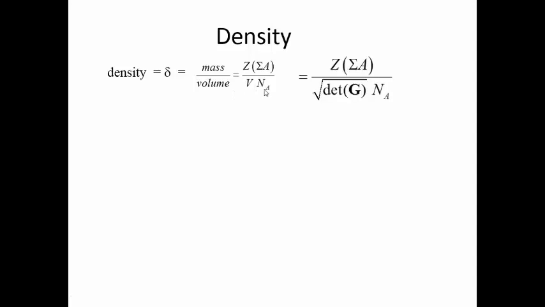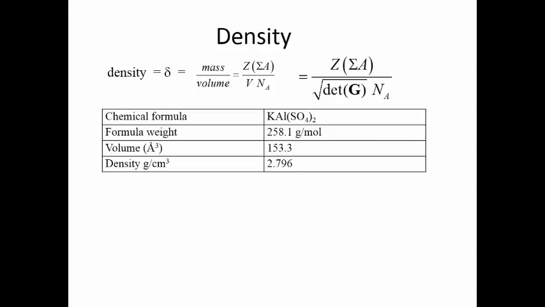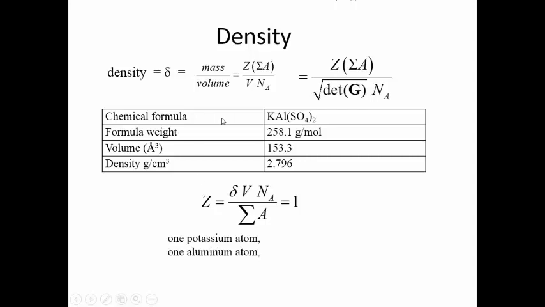So here in this case, the volume is the determinant of the G matrix, remember that. And here you can calculate Z to be equal to 1, and we get 1 potassium. We're actually solving for Z in this particular case. You can also get that from the literature. They should all agree.